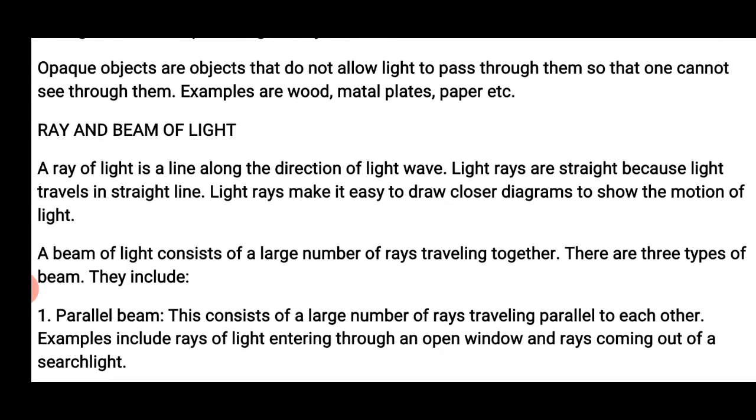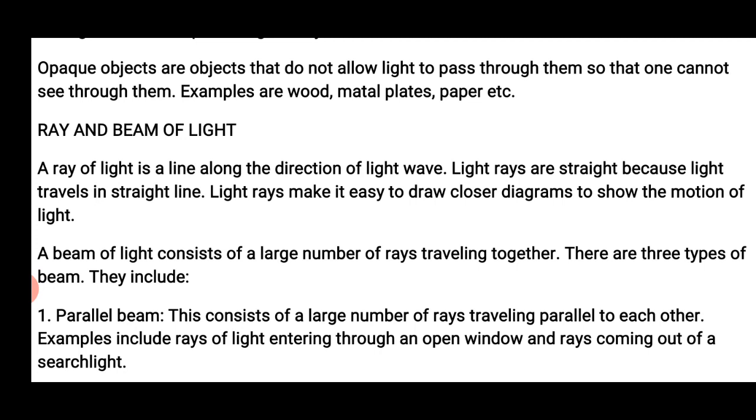Ray and beam of light. A ray of light is a line along the direction of light wave. We said that light moves in form of wave. So a thin line that can be drawn along the direction of the light wave is referred to as a ray of light. And these rays are very straight. They are very straight because light travels on straight lines. That is why an opaque object is able to block the passage of the light. The light will not be able to bend in order to maneuver its way to move away. So light travels on a straight line, and when the passage is obstructed, it stops there.